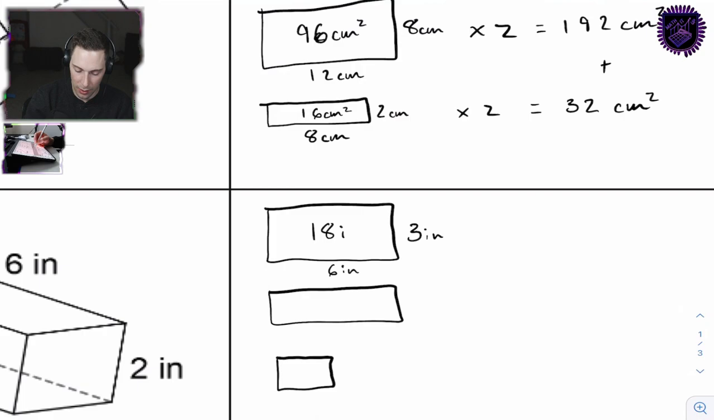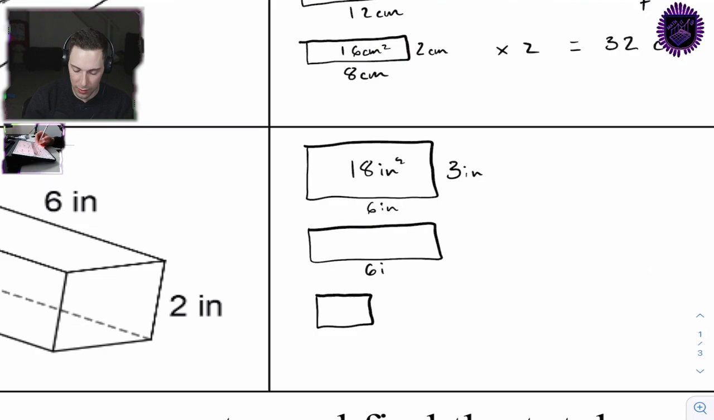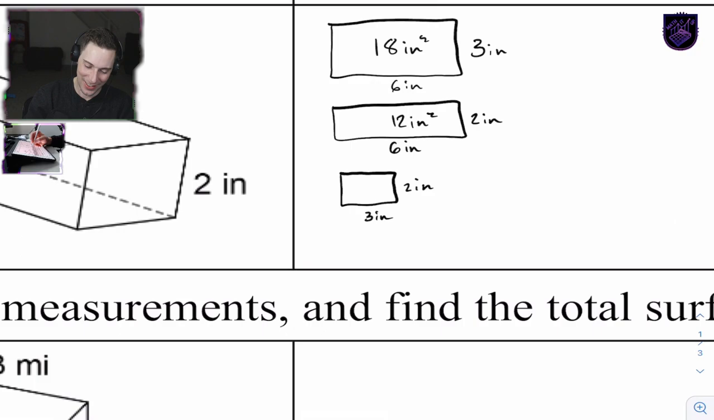Then we have 6 inches by 2 inches, which will make that 12 inches squared. And then we have 3 inches by 2 inches, which makes that, some birds in my music here, makes that 6 inches squared. A weird song.